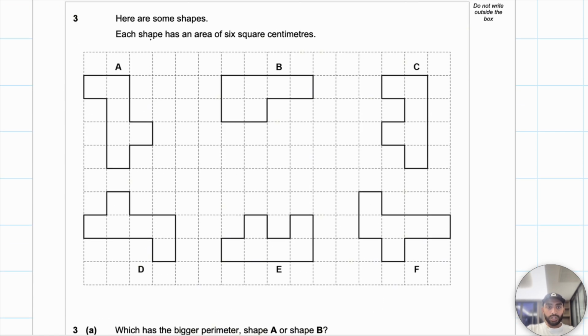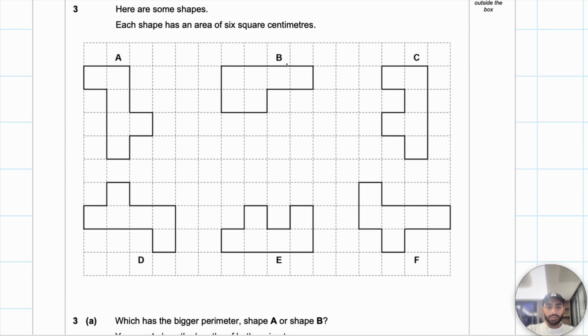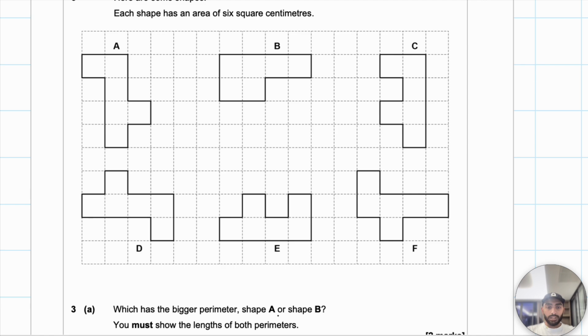Question 3. Here are some shapes. Each shape has an area of 6 square centimeters. Which has a bigger perimeter, A or B? Let's work out the perimeters of each of these.